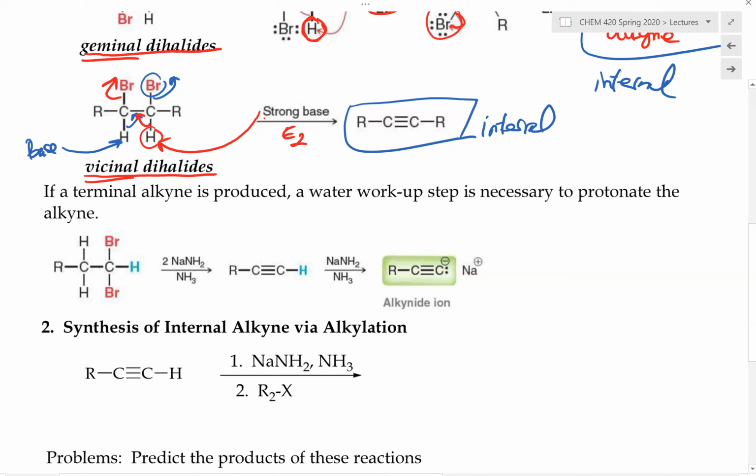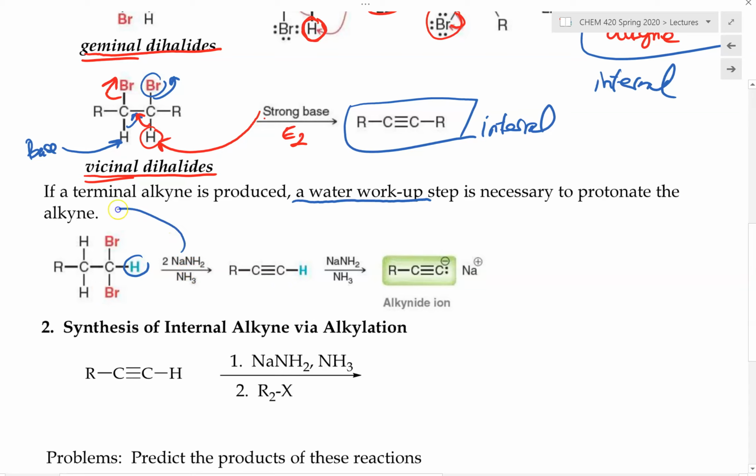And whenever a terminal alkyne is being produced, then we need to have a water workup step in order to protonate the alkyne. For an example, let's say here we have these types of dihalide where there is a hydrogen right here, and this dihalide is on the terminal. It is on the end of a hydrocarbon chain. By taking this dihalide and treating with two equivalents of sodium amide, then we'll be able to convert this into a triple bond as well, the alkyne.